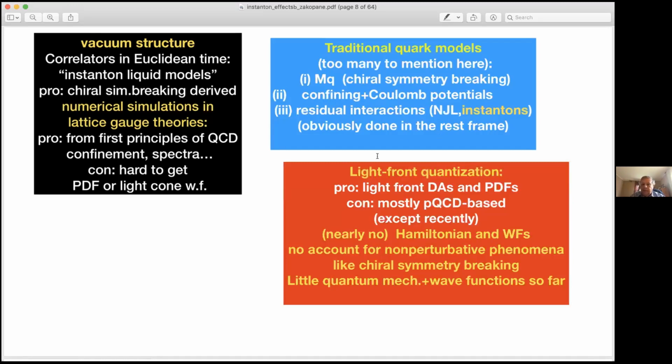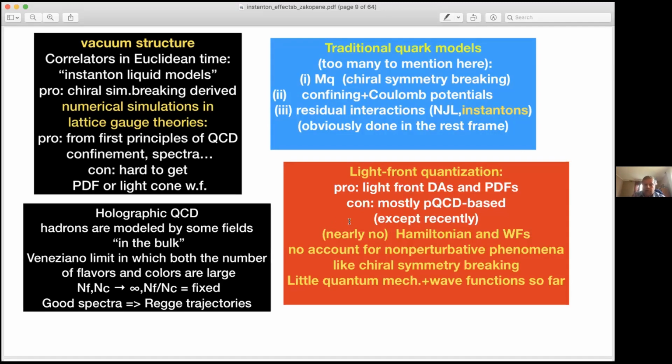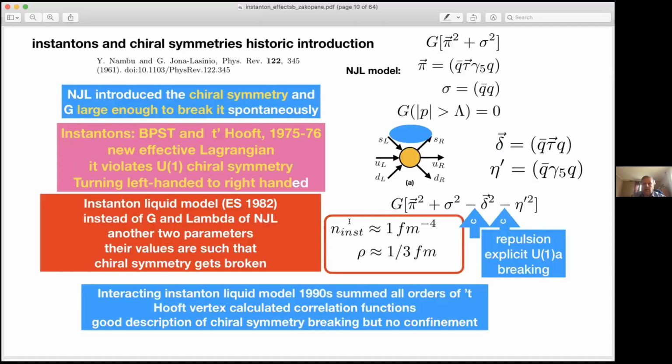On the light front, you had the school, and in the school you were given a lot of description of PDFs, transverse momentum distributions, and all things like this, distribution amplitudes. They are all matrix elements of the hadronic wave function. But this hadronic wave function itself, like of a nucleon, has had very little attention as such. And an even more important object, the Hamiltonian, which produces these wave functions, was also not studied. So our direction would be to try to derive that. One more direction is holographic. I will not really discuss it. I'll just mention it in some places.